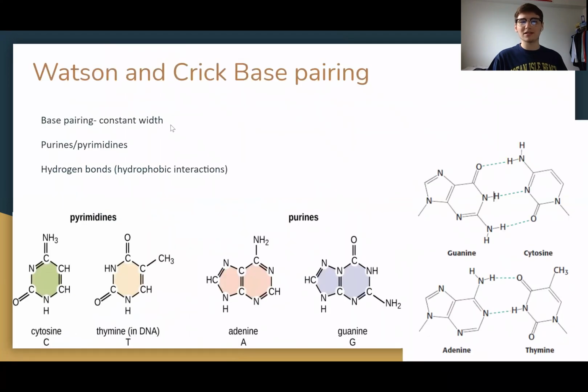So the first part is the nitrogenous bases. And these bases have two categories, pyrimidines and purines. Pyrimidines are cytosine and thymine, and these have one ring. Purines have two rings, and that is adenine and guanine. So these are complementary to each other.